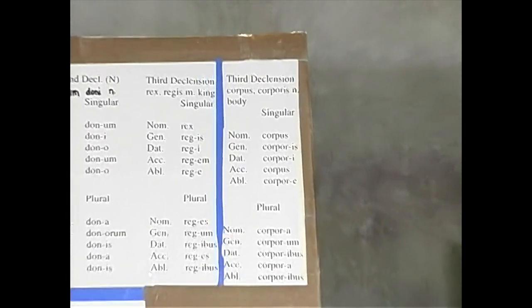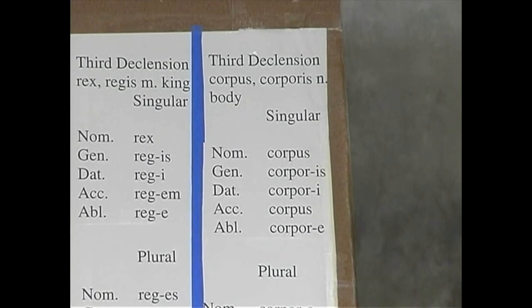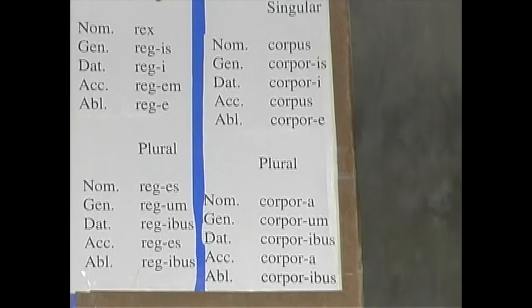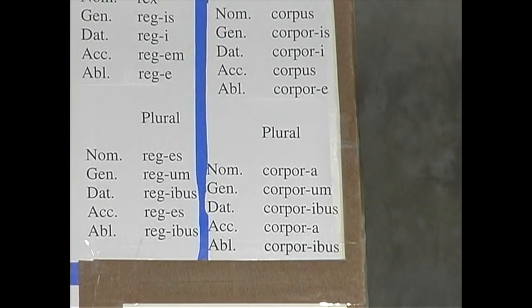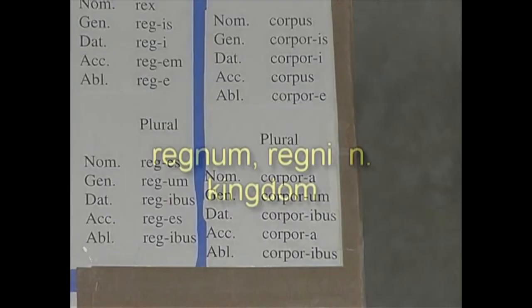How about the noun nomen, nominis, neuter, name? Which declension does this noun belong to? Third declension, just like corpus, corporis, neuter. So it would decline nomen, nominis, nomini, nomen, nomine. Remember, neuter nouns of any declension are identical in the nominative and the accusative. Then the plural, nomina, nominum, nominibus, nomina, nominibus.